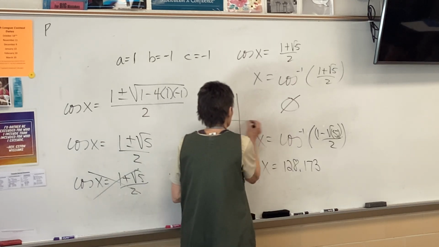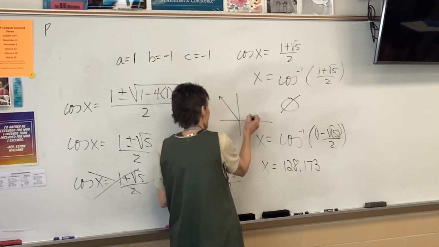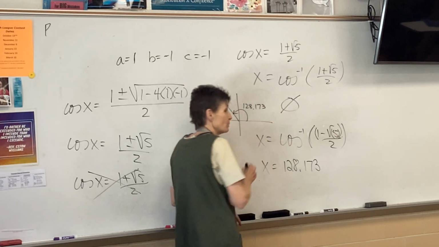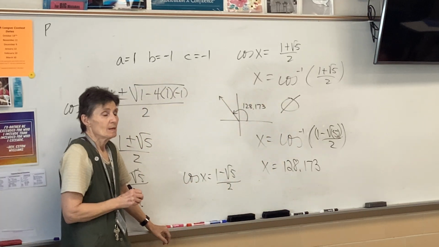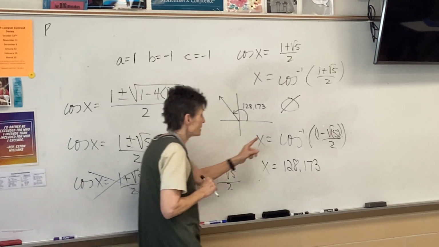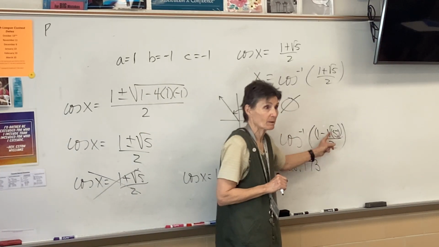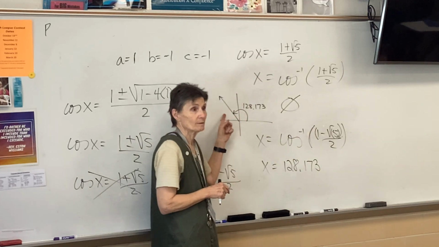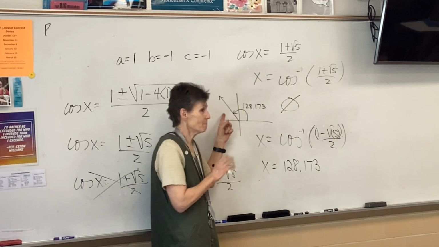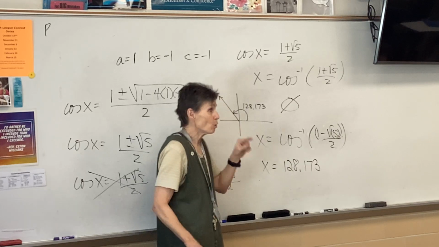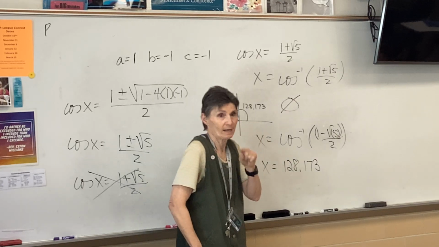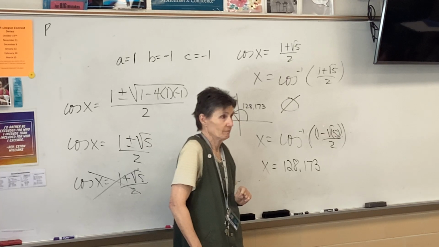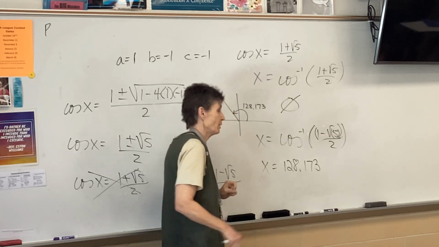This answer was over here in the second quadrant. It was 128.173. Would you agree with that? Yeah. And that makes sense because this number is a negative number and cosine is negative over here in this quadrant. Right? That makes perfectly good sense. But cosine is negative somewhere else. Where else is cosine negative? Quadrant 3.